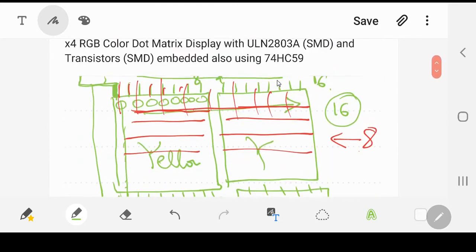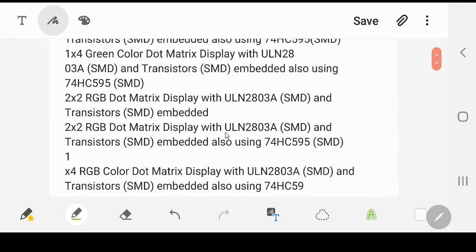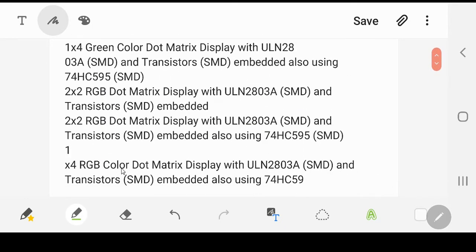Now if you go on this one, those who are having the RGB dot matrix, they will have a little more complex PCB over here. Those ones, I guess there are 3 projects over here, 2x2, 2x2 and 1x4.